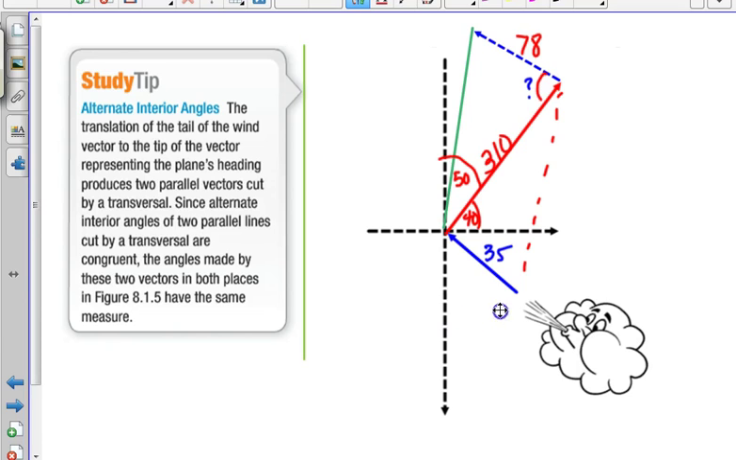Yeah, it's 75 degrees because this is alternate interior. Do you see right here? The blue and the red. So these two together are 75.